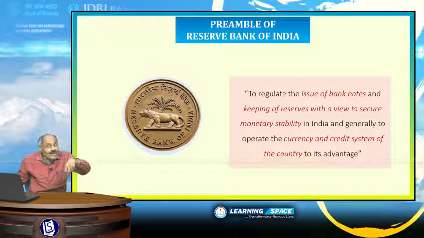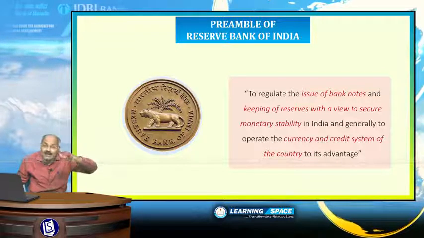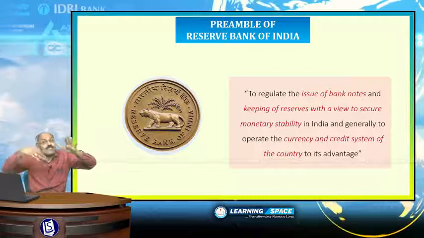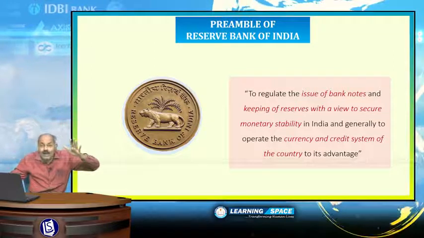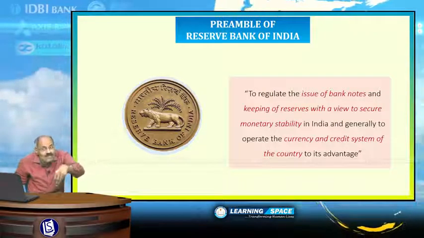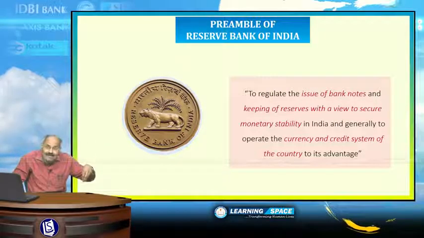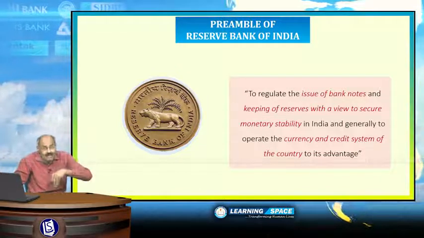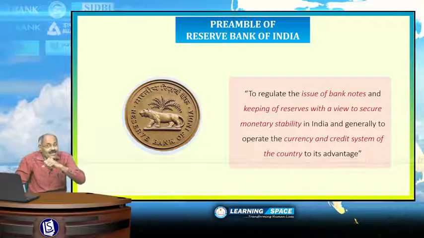Sometimes the Reserve Bank of India reduces the repo rate, sometimes it increases the repo rate. Through it, it gives a signal to the banking industry about the interest rate structure. So, the main purpose of the Reserve Bank of India is to devise the currency and credit system to the advantage of the country. So, three things are evident from this.